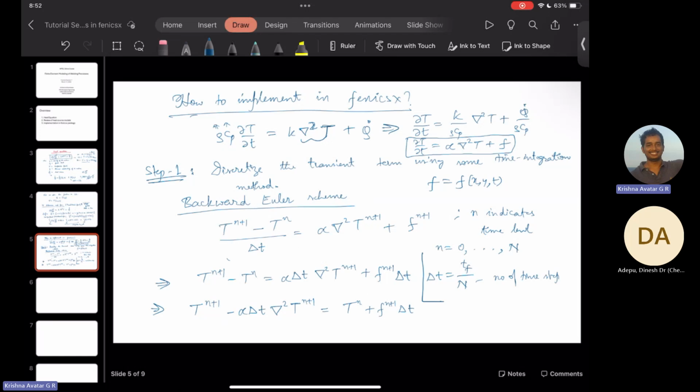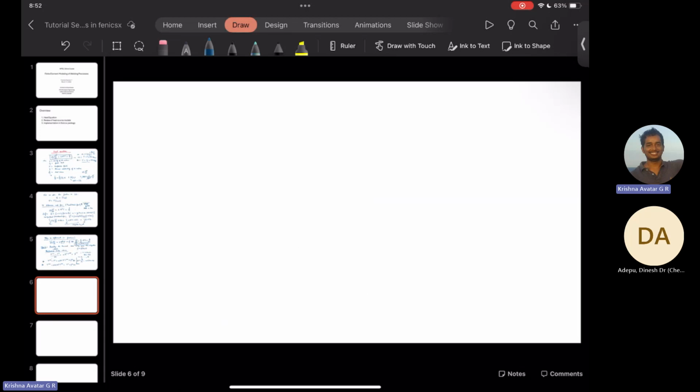Okay, so coming back. I'll rewrite the equation that we are going to deal with. T n plus 1 minus alpha delta t Laplacian of T n plus 1 is equal to T n plus delta t times f at n plus 1. So this is the discretized equation. Now it's discretized in time.